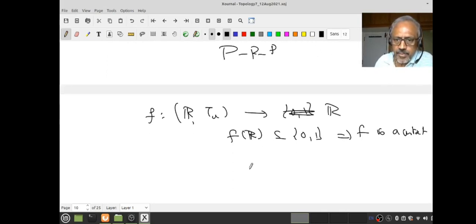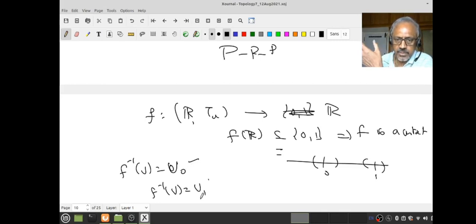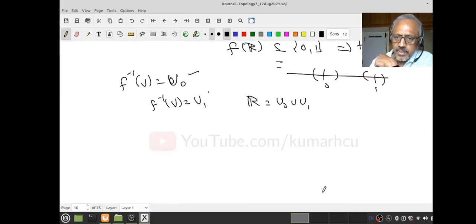Right? If not, what did we find? If I take open intervals like this, 0 and 1, then I found f inverse of V0 is U0, f inverse of V1 is U1, etc. Then we proved both are non-empty. So U0 is open and non-empty, U1 is open and non-empty, and they are disjoint. Okay, you follow that? Now go through this.